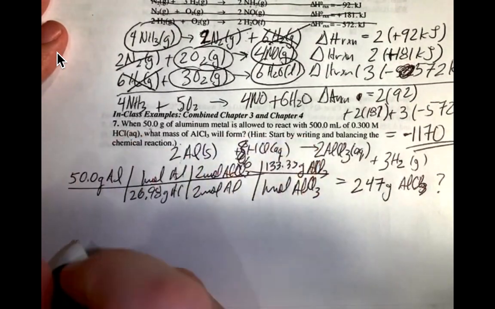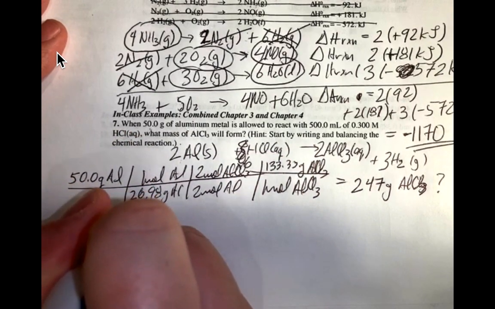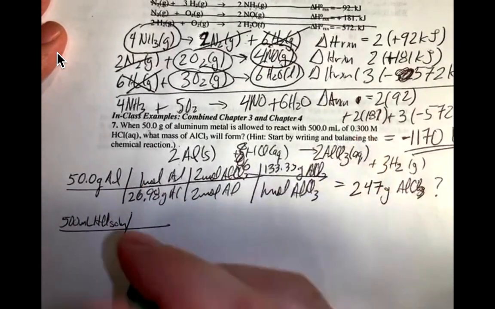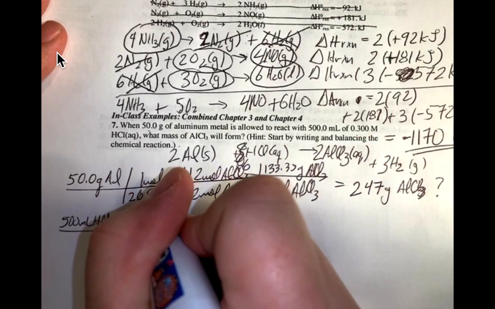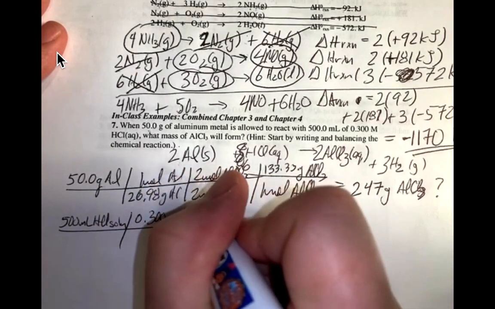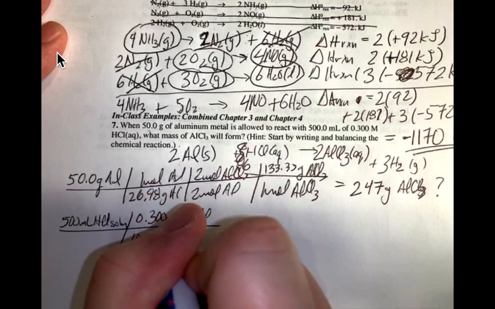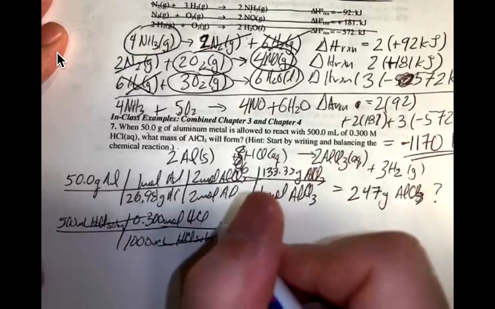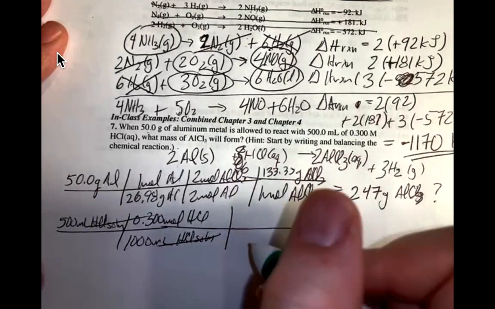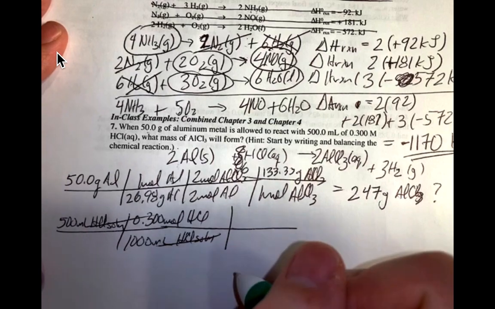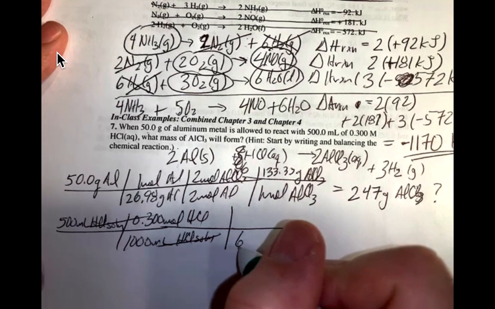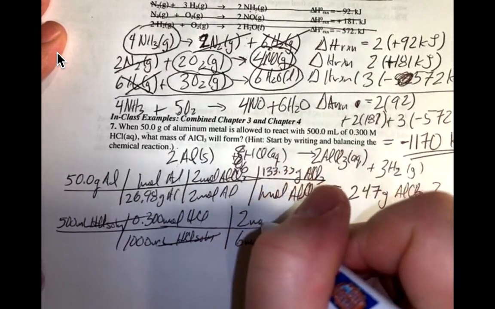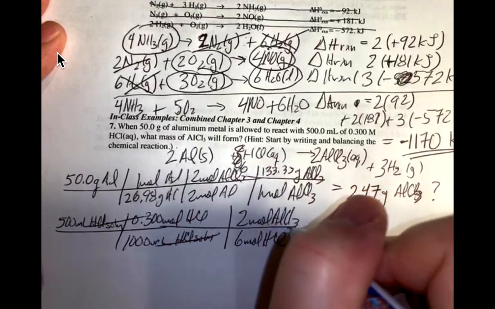So the second part, we start with our 500 mLs of HCl solution. And from its concentration, we know that there's 0.300 moles of HCl in 1,000 mLs of the solution. Now we use our mole ratio. We know that for 6 moles of HCl, we get 2 moles of aluminum chloride.